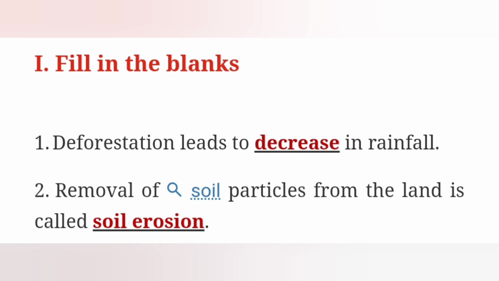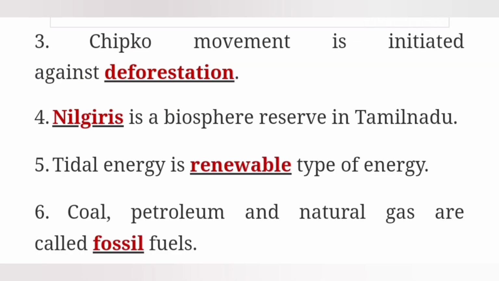First one, deforestation leads to dash in rainfall, decrease in rainfall. Second one, removal of soil particles from the land is called dash. Answer, soil erosion. Third one, Chipko movement is initiated against dash. Answer, deforestation. Fourth one, dash is a biosphere reserve in Tamil Nadu, Nilgiris.